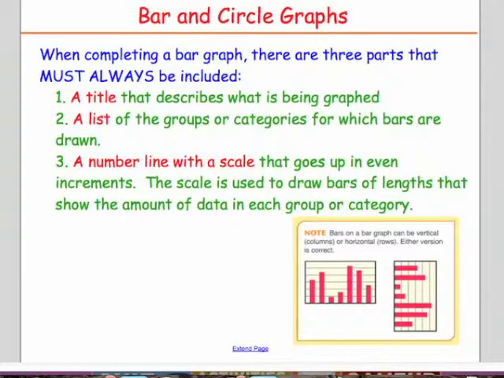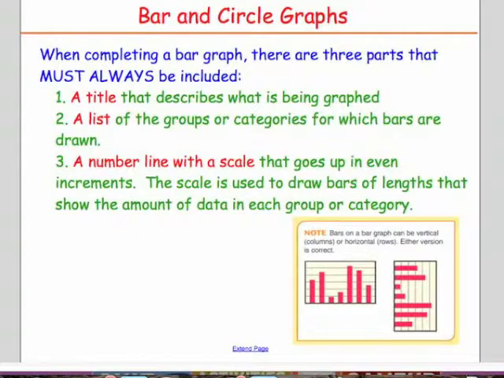All right, something to know about bar and circle graphs. When looking at a bar graph, there are three parts you must always have. One is a title that describes what is being graphed. Another is a list that lists the groups or categories for which the bars are drawn. Sometimes they're in a little key or legend. Sometimes they're written out on the side or bottom.